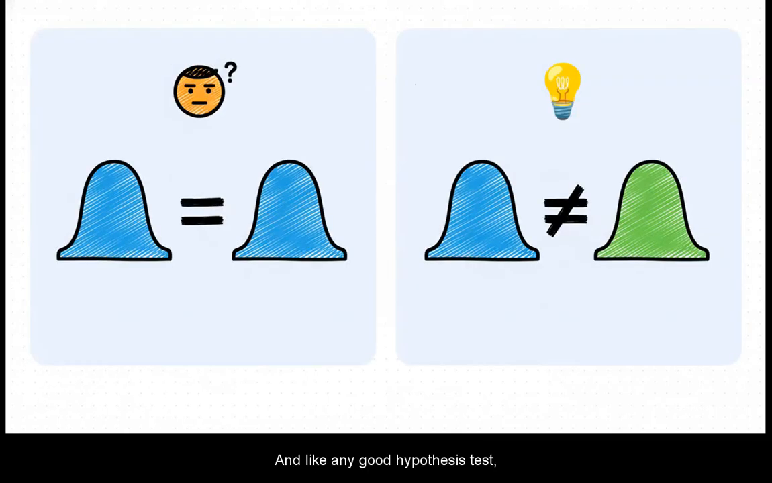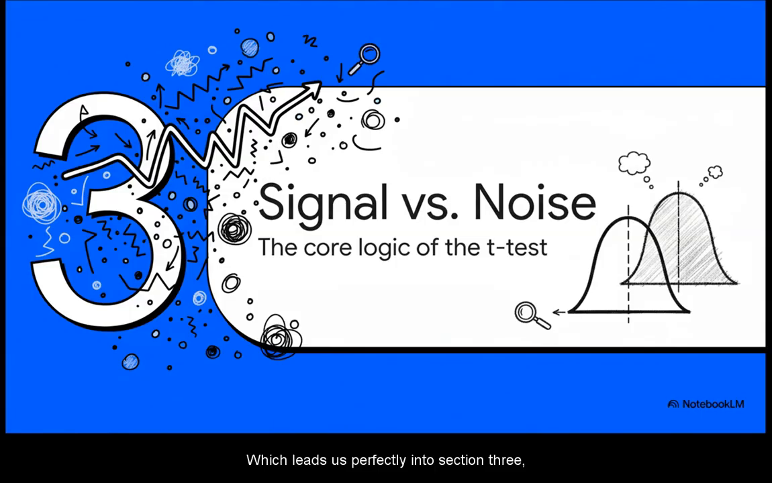And like any good hypothesis test, this whole thing is basically a statistical showdown. In one corner, you've got the null hypothesis, H0. This is the skeptic. It's saying, nah, there's no real difference here. Whatever you're seeing is just random luck. And in the other corner, you have the alternative hypothesis. This is what we're usually rooting for, the idea that yes, there is a real genuine difference between these two groups.